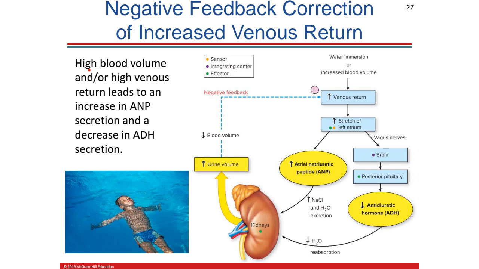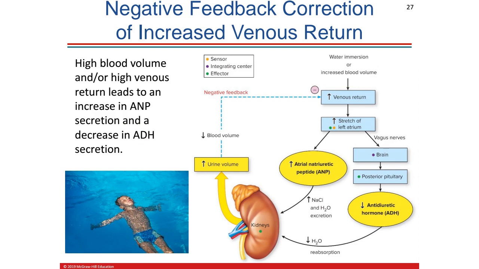So we're going to take a case where we have high blood volume and/or high venous return. And usually those go together, but you could have, for example, high venous return when you're exercising without a particularly high blood volume. So when you're exercising, the skeletal muscle pump in the legs is working well, the respiratory pump is working well. So you may have high venous return without a particularly high blood volume. Often these two go together. These lead to an increase in ANP, atrial natriuretic peptide secretion, and a decrease in ADH, or antidiuretic hormone secretion.